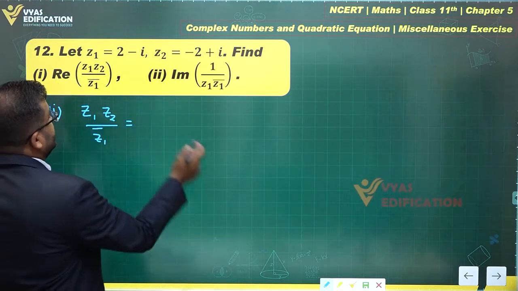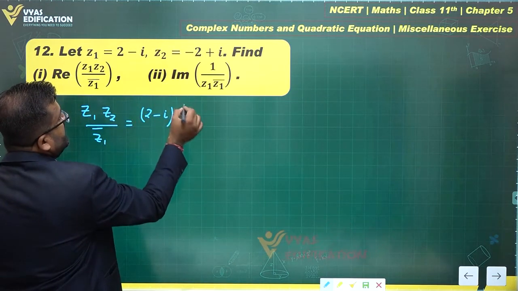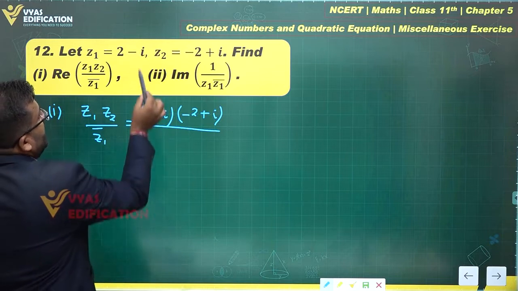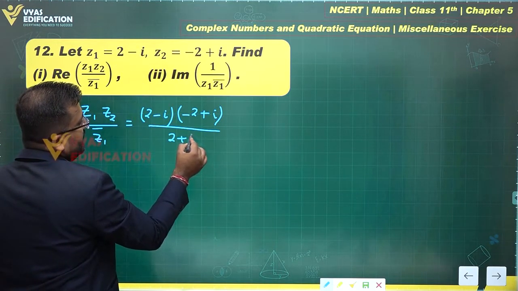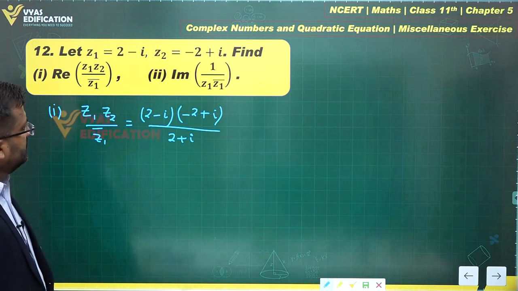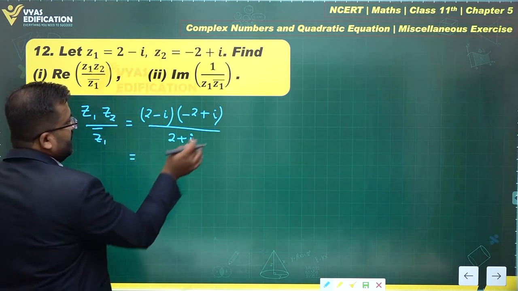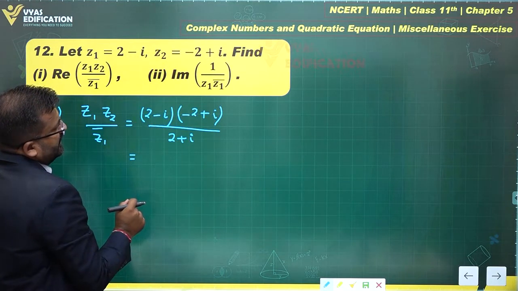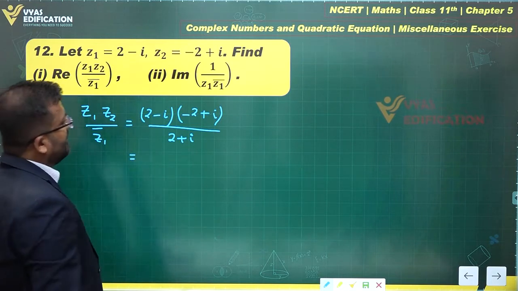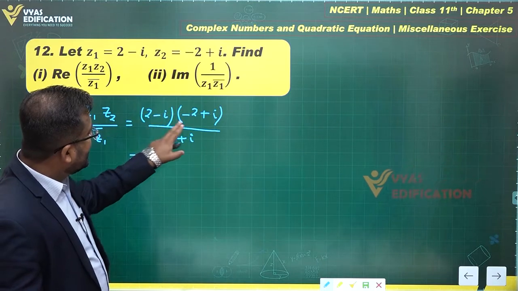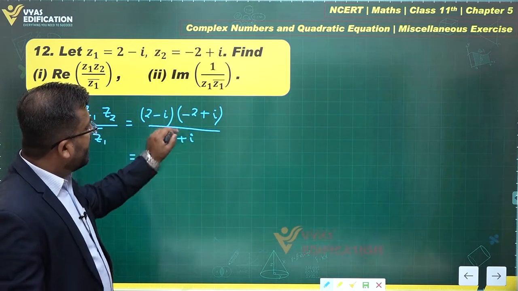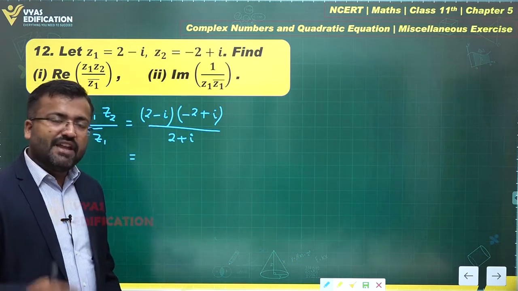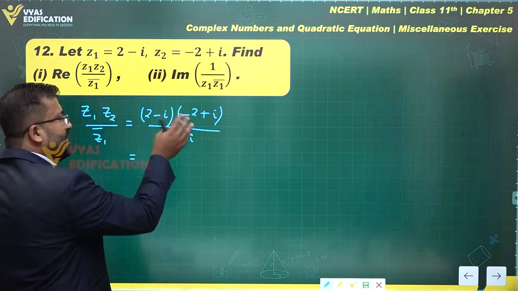Let's write Z1. Z1 is 2 minus i, Z2 is minus 2 plus i, and the conjugate of Z1 would be Z1 bar, which is actually 2 plus i. This is 2 plus i over here, right? Let's simplify this. We'll multiply these two terms in the numerator. You can observe that this is the negative of this actually, right? You take a minus common and what you get is a 2 minus i. This is already a 2 minus i. So this is actually 2 minus i times 2 minus i. I can move in that direction, or I can directly multiply by using the distributive law.